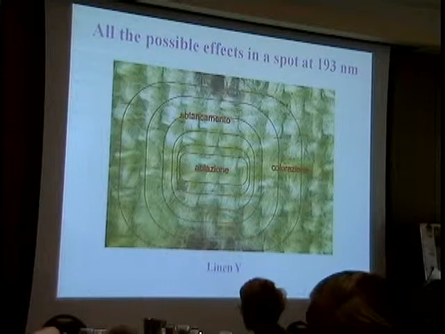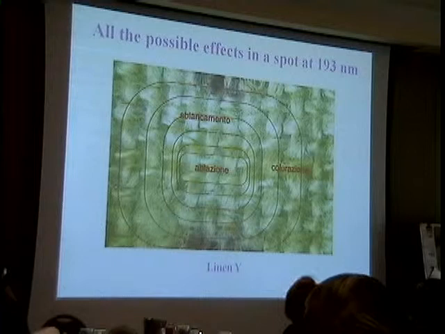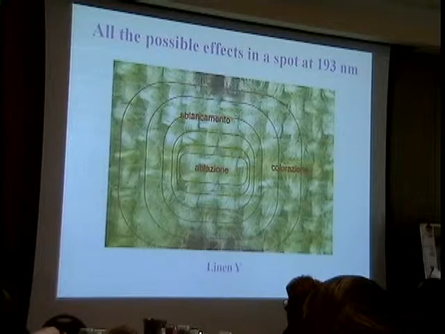But this is the same non-homogeneous spatial distribution we have used for the radiation at 308 nanometer. That means in this case, the optimum working point is much narrower than before. It's much more difficult to find the optimum working point.